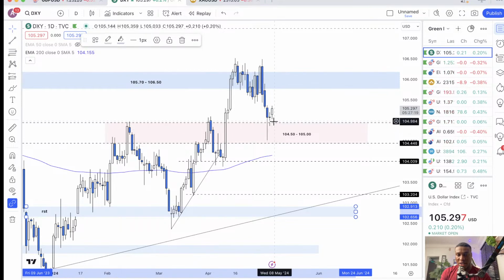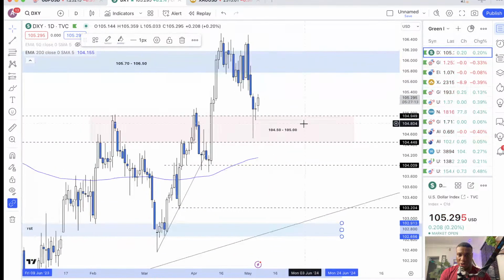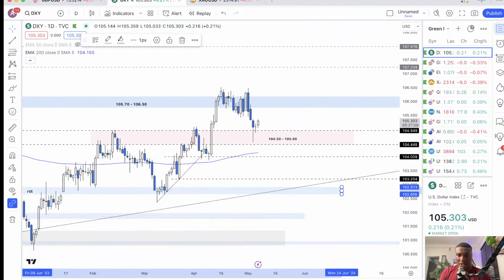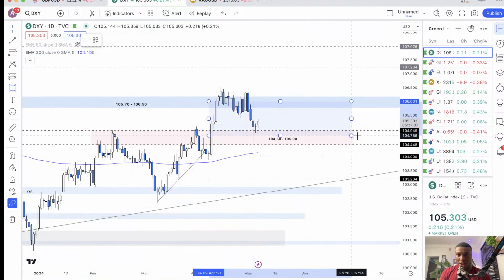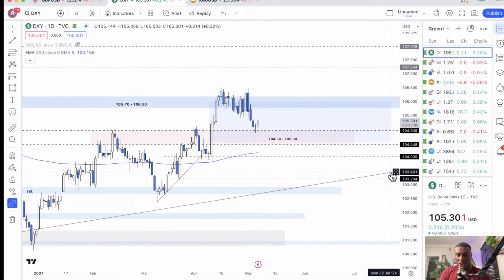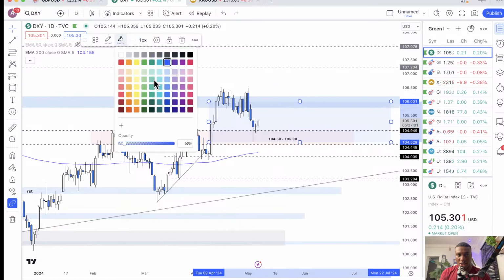All right, can you guys see that? I know some of you also call this a bounce, but we can't say for sure because we're not seeing any sustained push to the upside. This is a zone that we need to pay attention to on the dollar market. I'm going to change the color of this so that you can see clearly what I'm trying to talk about.